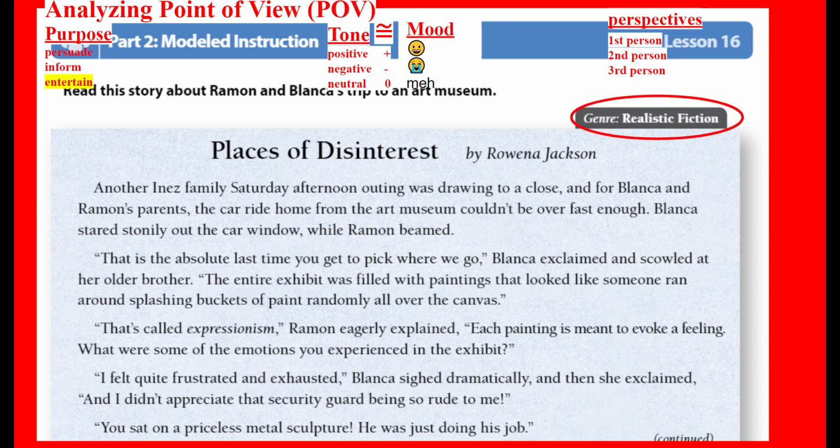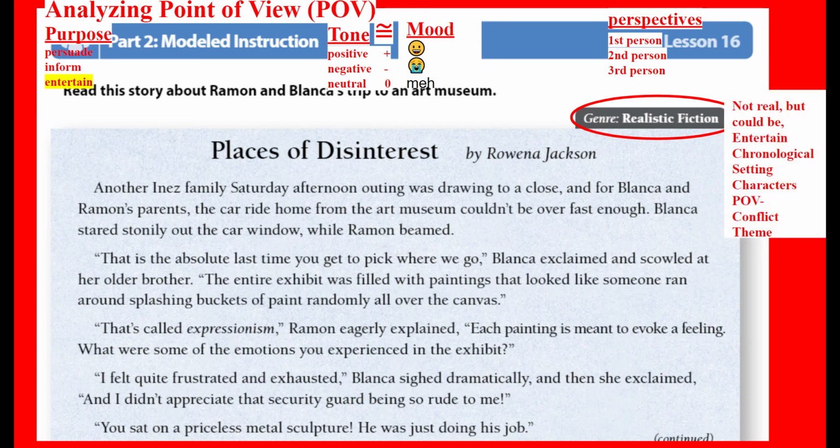So, down below, before we can start reading the story, we have to look at our genre. Anytime the text tells you the genre, you need to make sure that you pay close attention to it because it is important. And the genre for the text we're looking at today, Places of Disinterest, is realistic fiction. So, let's take a minute to refresh on what we know about realistic fiction. Realistic fiction is definitely realistic, but it's not real. It's not real, but it could be real. We know fiction is something that's made up, but realistic fiction definitely has believable qualities about it.